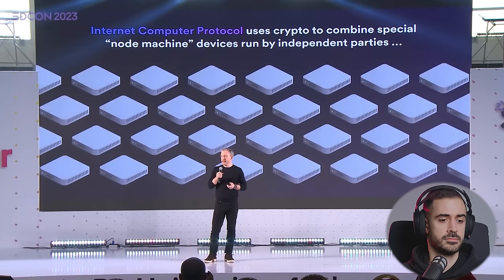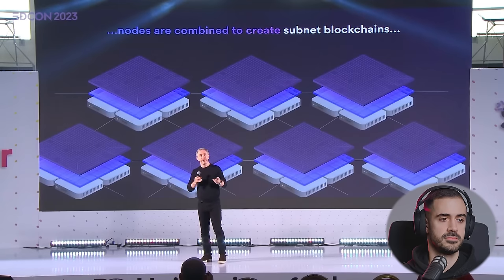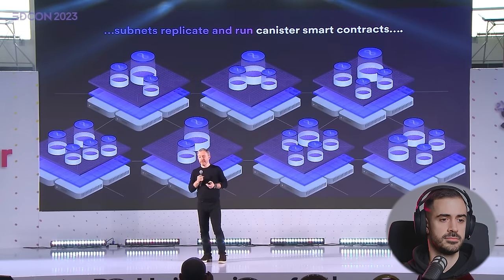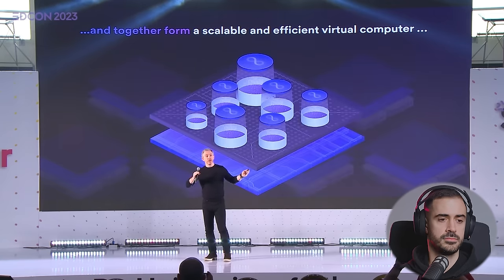Internet Computer isn't proof of stake. It uses something called proof of useful work. And that means that it uses crypto protocol to combine these things called node machine devices that are run by independent people and run from data centers all over the world. And these nodes are combined to create subnet blockchains, and that's how the Internet Computer scales its capacity. And these subnet blockchains host and replicate canister smart contracts, which I think I mentioned can run concurrently on a subnet, but it's done deterministically. And together, all these subnets are combined using chain key crypto to produce a single, scalable, and efficient virtual computer that hosts canister smart contracts.